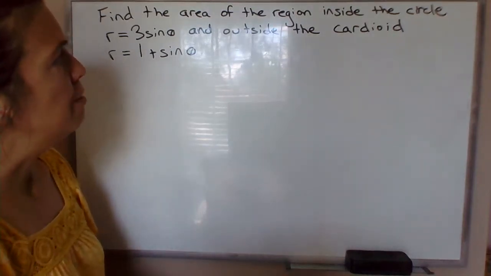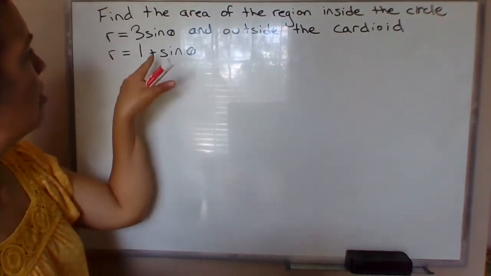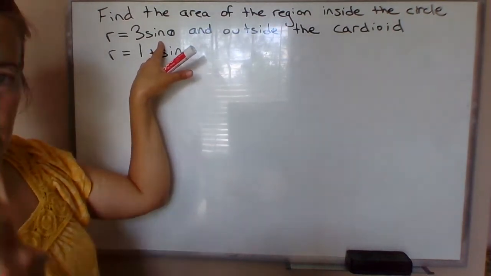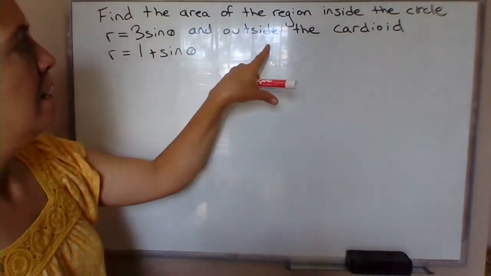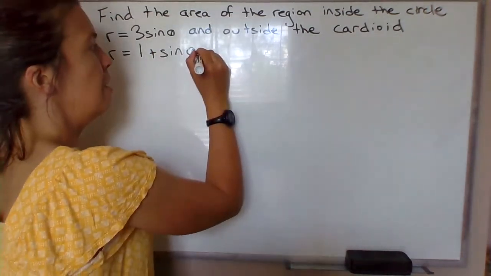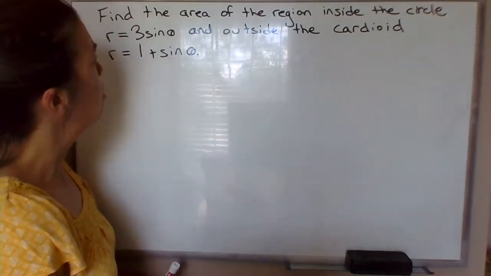So now suppose we want to find the area of the region inside the circle, r equals 3 sine theta. That equation might not scream circle to you, but we can talk about that. And outside the cardioid, r equals 1 plus sine theta. So now we want to find the area between two polar curves.